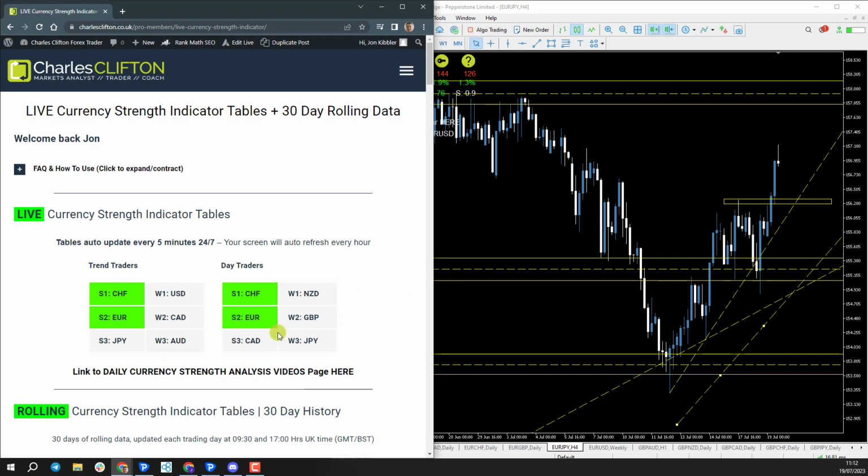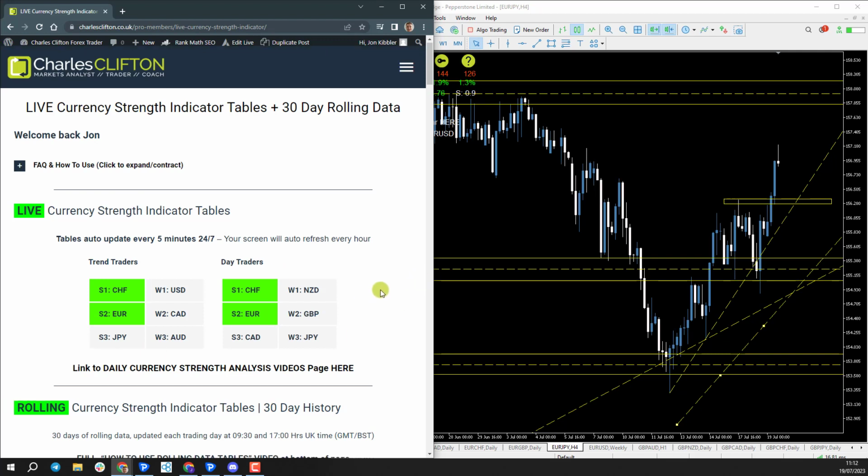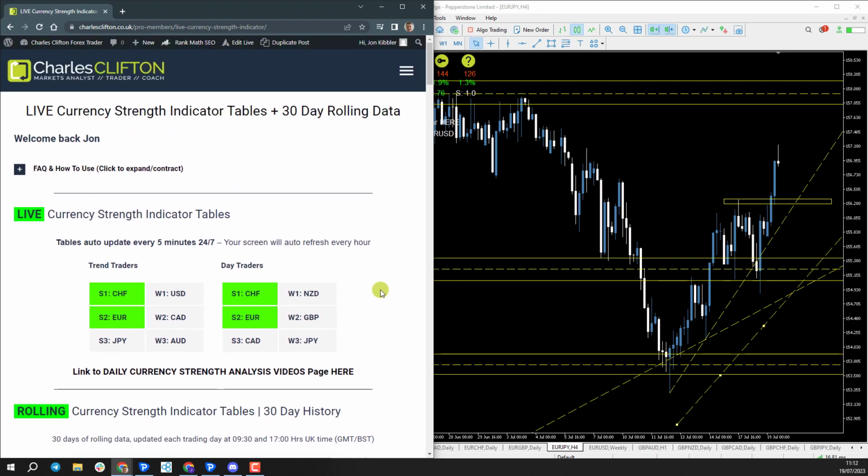Tables are a little bit different compared to yesterday. Obviously, yesterday was nearly a full board. Today, we've only got a couple of currencies still showing that there is confluence. So a lot of change is going on in the markets at the moment, especially from a day trader's point of view. So from a short-term point of view, we're having a lot of change.